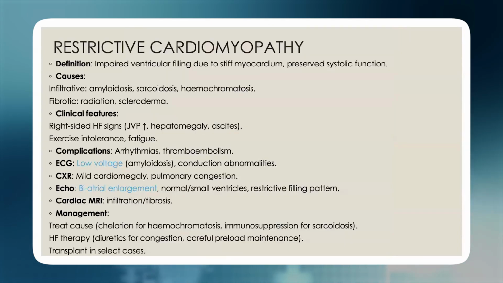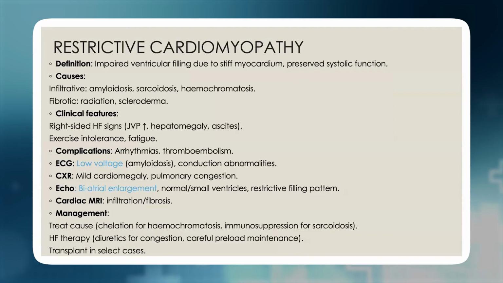Now, coming to the second phenotype, that is restrictive cardiomyopathy. By definition, restrictive cardiomyopathy means impaired ventricular filling due to stiff myocardium with preserved systolic function. These patients will come with heart failure symptoms, but when you do echo, the ejection fraction will be normal. What happens is diastolic dysfunction. In these patients, most of the clinical features will be of right sided heart failure, because impaired filling, which is the main filling chamber, our right side, right? The right atrium and the right ventricle, they collect all the blood from the venous system.